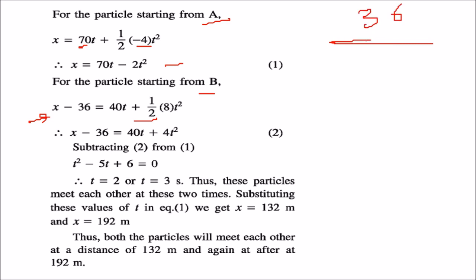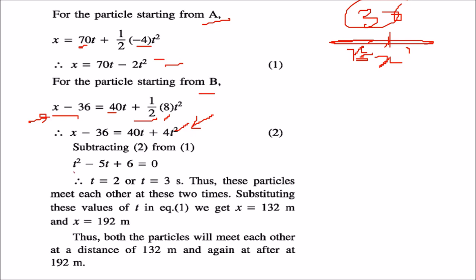If somebody has traveled x, if you say the total distance is x, then the other will be x minus 36. It might have reached here, so it has to be x minus 36. Again, this is the velocity and this is the acceleration. We get another equation. Let us solve these two, or you can say just subtract these two.